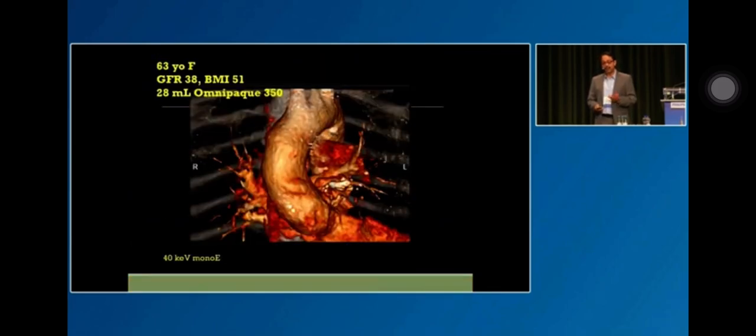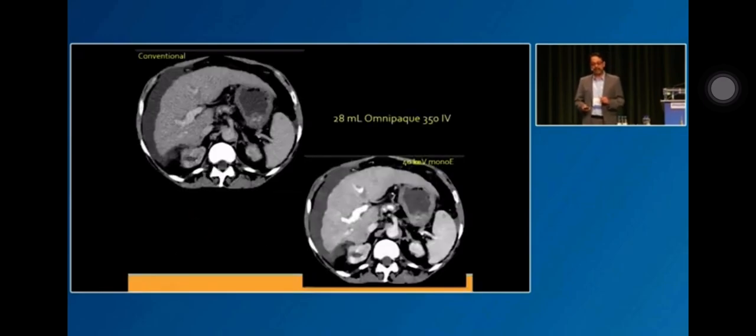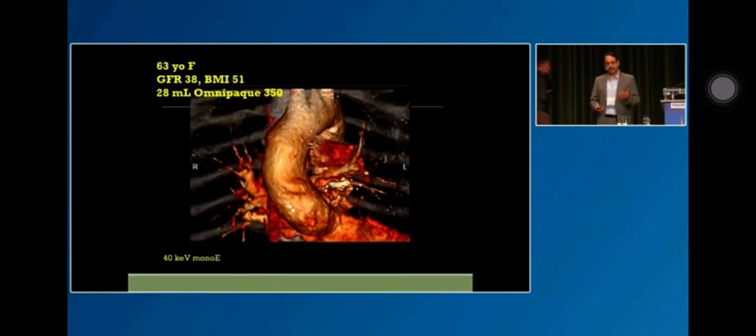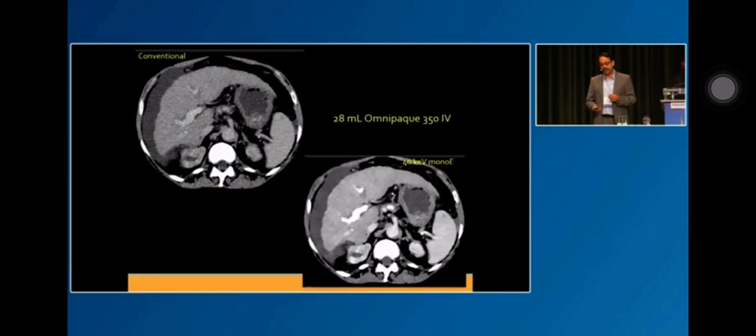We can also do this in bigger patients. This is a patient with a BMI of 51, and that's a perfectly diagnostic CT angiogram of the thoracic aorta with 28 ml. Now, reducing contrast dose was a niche application. Nobody particularly cared about it until about 6 weeks ago when we ran out of contrast in the United States. So we started doing a lot of ultra-low dose scans with, in this example, 28 ml of Omnipaque.